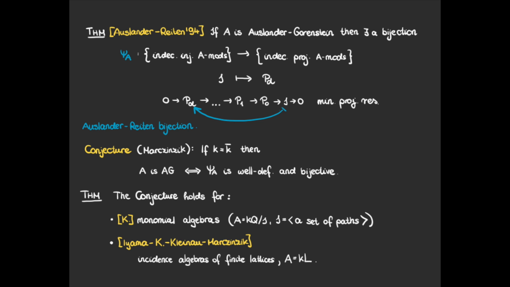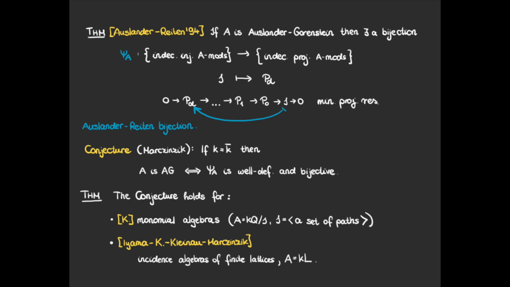So let me remark that already the well-definedness of this map psi is quite a non-trivial property, because for this, for example, we need that this last term is indecomposable, which doesn't usually happen. And this motivated the conjecture of Marczinzik. For this, let's assume that we are working over an algebraically closed field. Then he conjectures that being Auslander-Gorenstein for an algebra is actually equivalent to this map psi, which we defined above, being well-defined and being bijective.